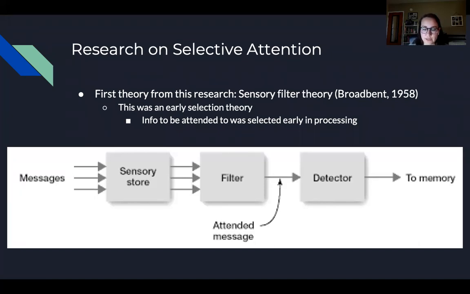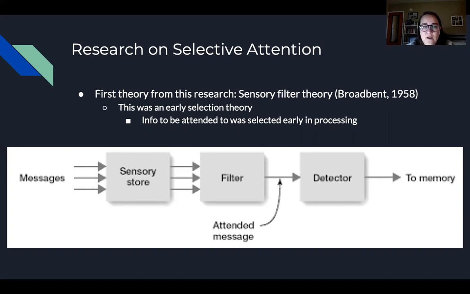So based on Cherry's work and other researchers' work, as well as his own, a cognitive researcher by the name of Donald Broadbent developed what's considered the first theory of attention. This is called the sensory filter theory, and it's a type of stimulus selection theory. Within Broadbent's theory, the idea was that all information comes into the processing system via the sensory stores. And it's held briefly here in the sensory stores, which is the sort of receptacle or holding area for the really basic parts of sensory experience. So maybe what a particular sound is, or maybe the location of something that you see.